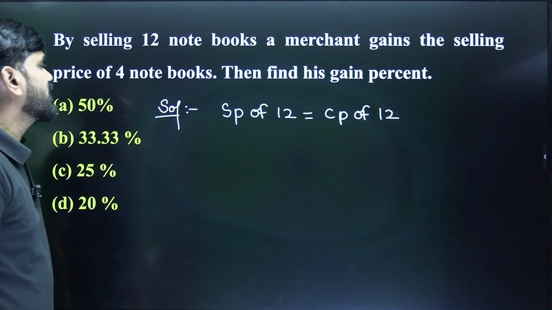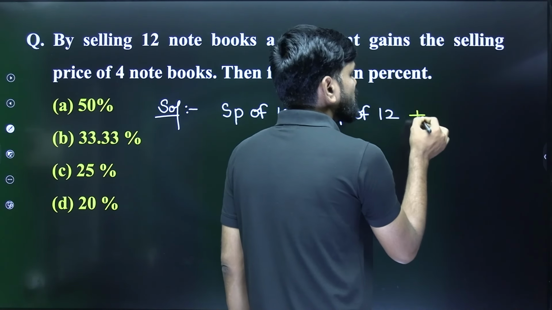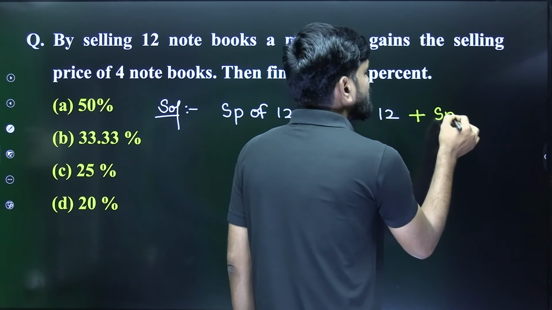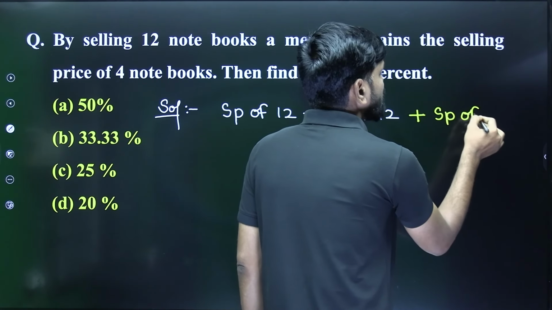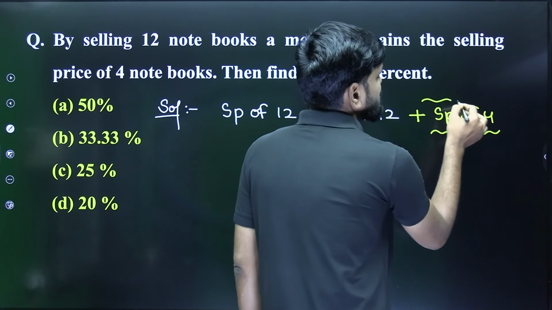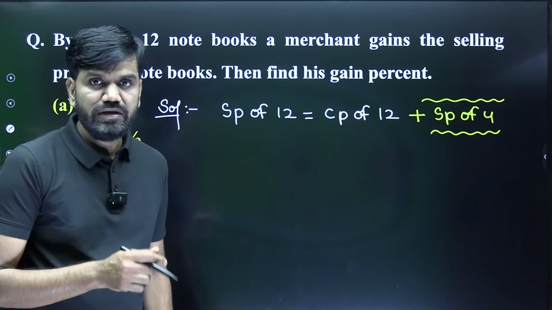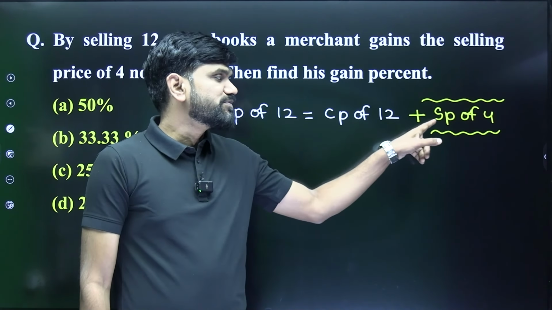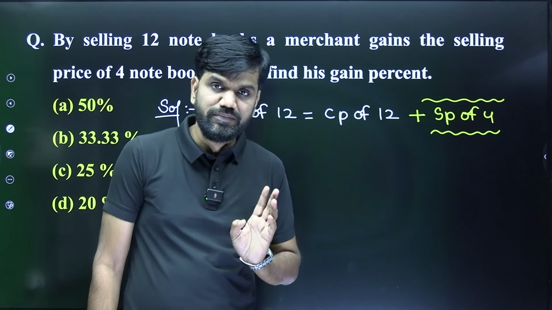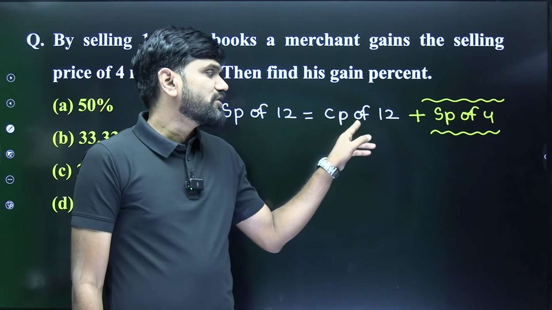But he is saying there is a gain of selling price of 4. So apart from getting the cost price, he is getting something more. That's why there is a gain. That gain he is getting is equal to selling price of 4. Please be careful with this. Sometimes they say this profit is equal to selling price of 4 or maybe cost price of 4. That needs to be written properly. Depending on whether it is given as SP of 4 or CP of 4, your answer will get affected. Please be careful.